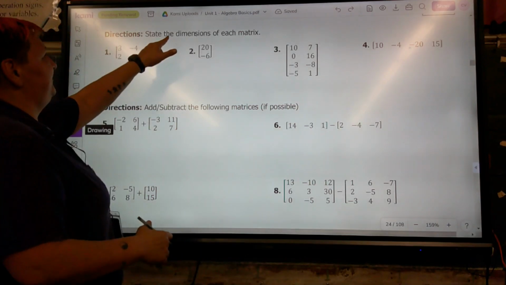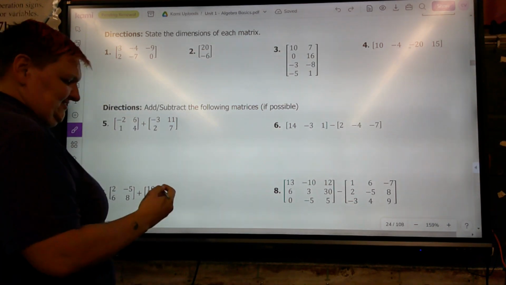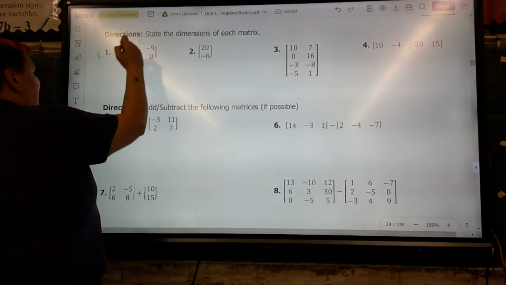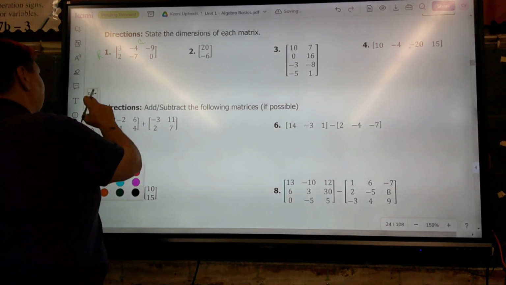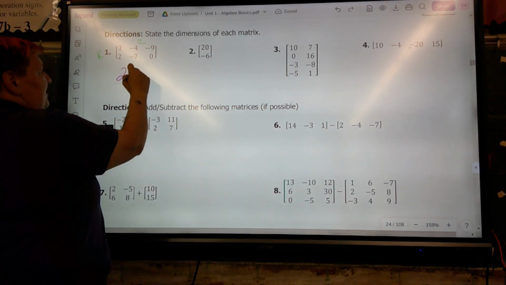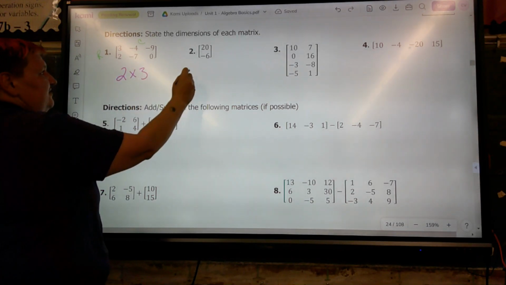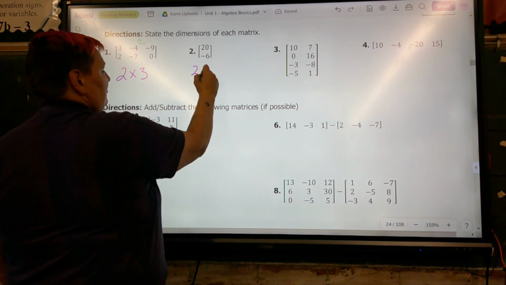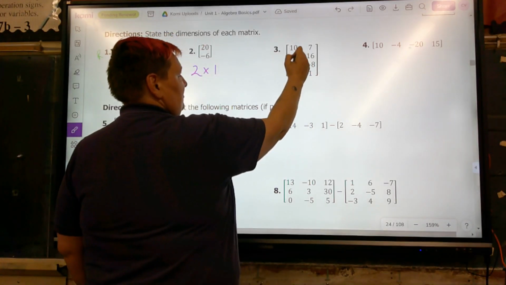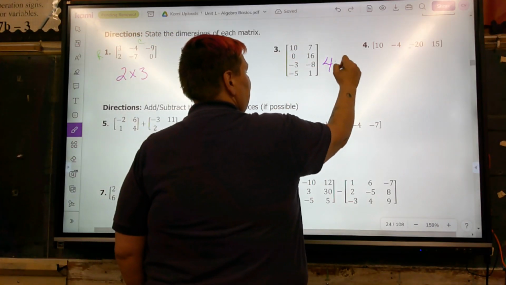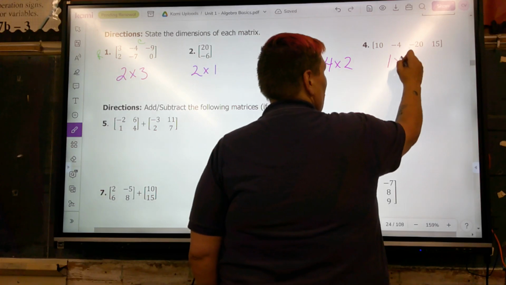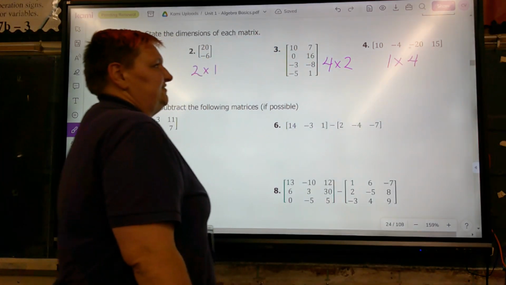Alright, directions. State the dimensions of each matrix. So, we're looking at rows and columns. I don't want it to be green and I want it to be bigger. Alright, it's 2 rows and 3 columns. This is 2 rows and 1 column. This is 1, 2, 3, 4 rows and 2 columns. And this is 1 row by 4 columns. Simple enough?